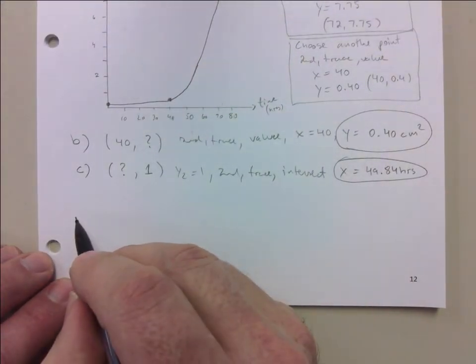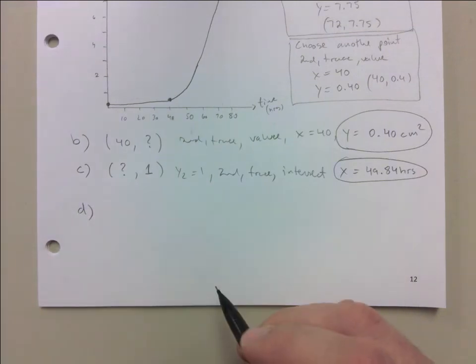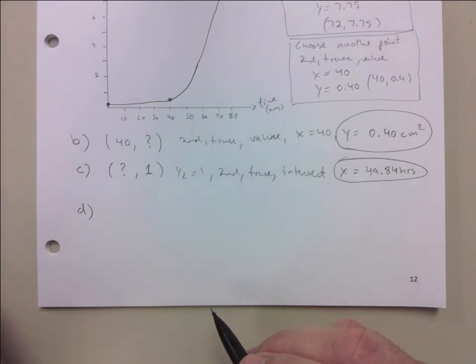And D, the equation will no longer be accurate after 72 hours as the bacterium will have used up the available nutrients by that time. So it's almost like a limiting factor. If you're in biology, you've probably talked about that, right? Things can't just grow indefinitely. There's things that limit your growth.